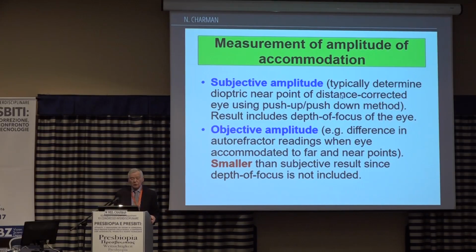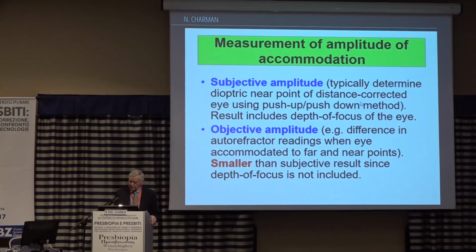And we can also talk about the objective amplitude of accommodation, which is the actual difference in power of the eye. And the difference between those two, of course, is that we know, even as presbyopes, we have a finite depth of focus over which we can move an object and still see it clearly. So just as in the case of cameras, we've got a little bit of extra amplitude, which appears in the subjective amplitude due to depth of focus.